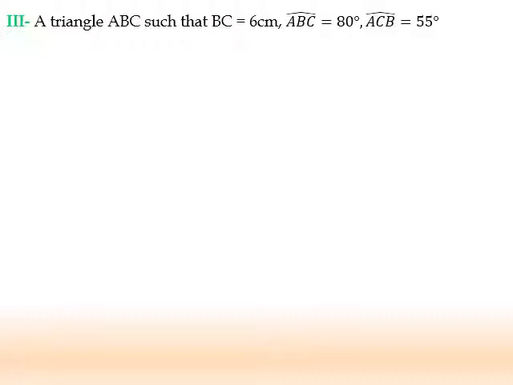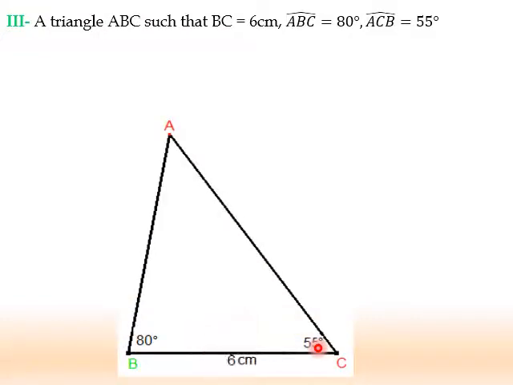Now number 3, a triangle ABC such that BC equals 6 centimeters. We draw it. Keep in mind that we always start from the ruler's 0, not from the edge. Then ABC equals 80 degrees and ACB equals 55. We draw angles by using the protractor.